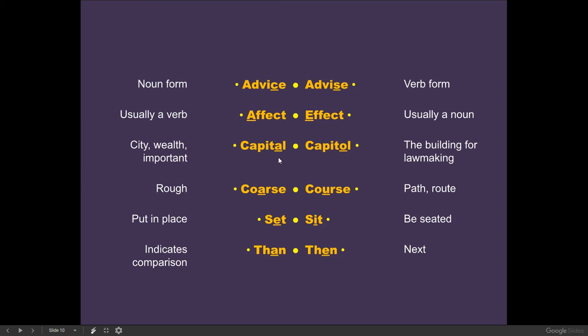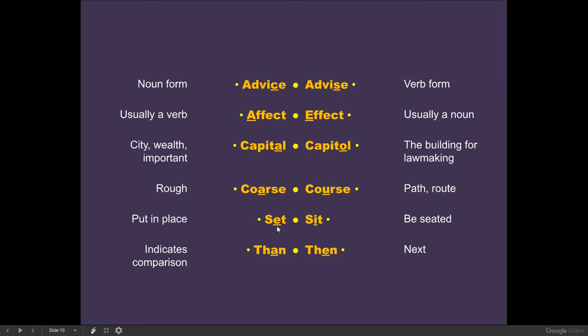Capital with an A means city. I'm sorry. It's like when you have capital, that means you have money. But an O is the actual building. Austin is the capital of Texas. Coarse with an A means that it's rough, like sandpaper. Course with a U is like a course you're taking in school.